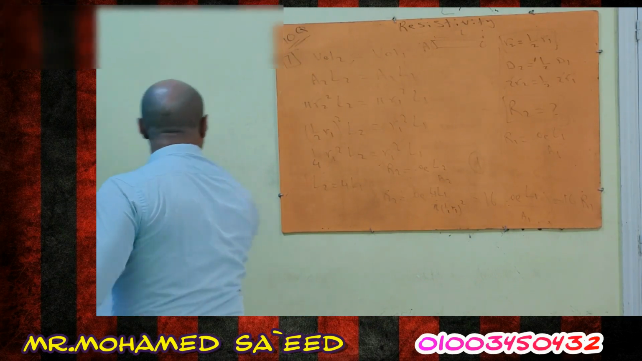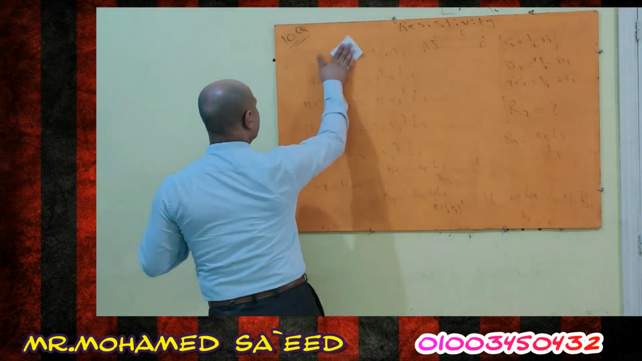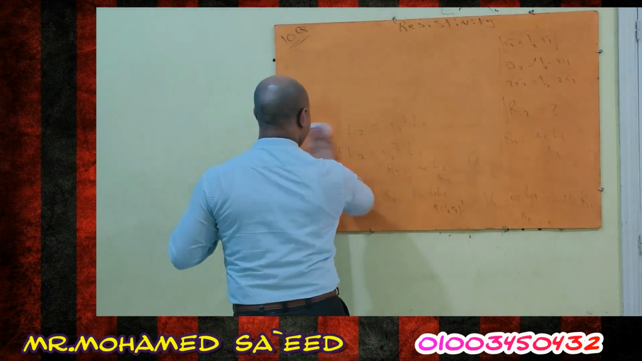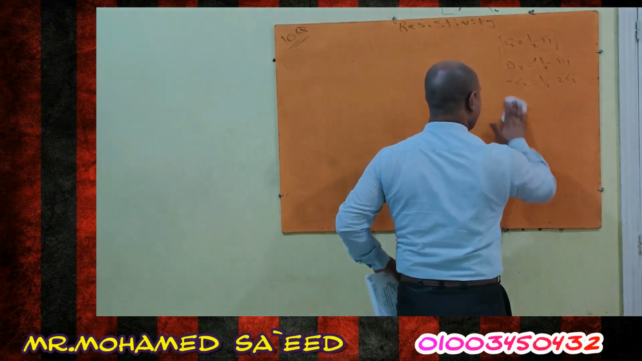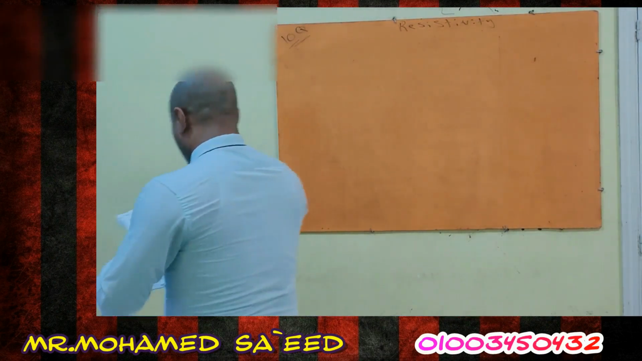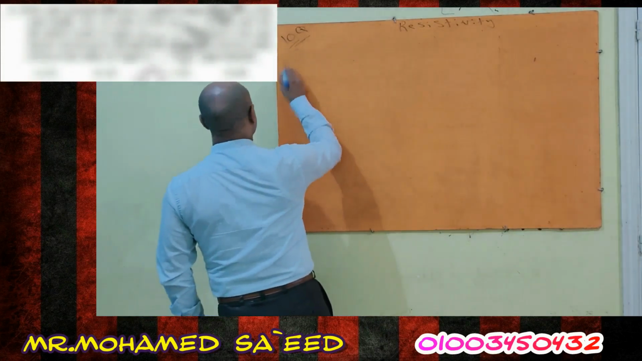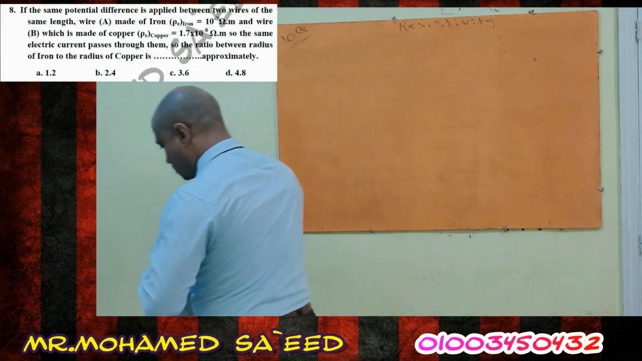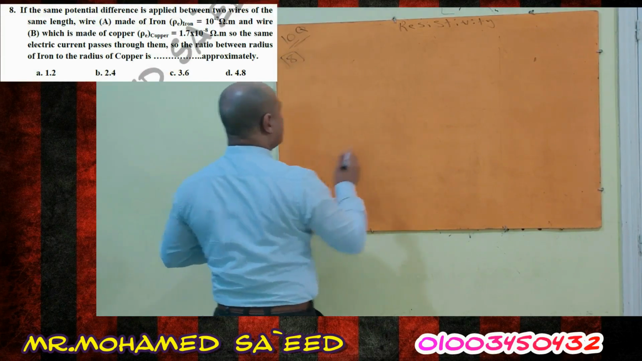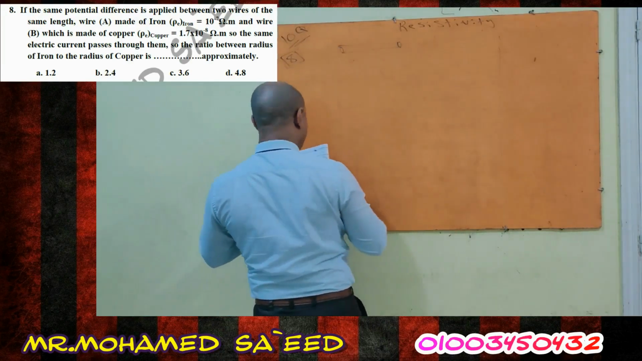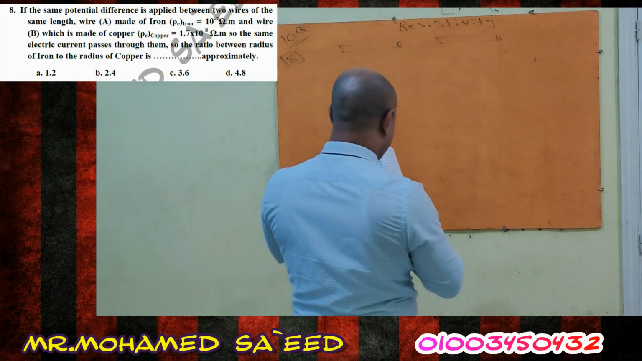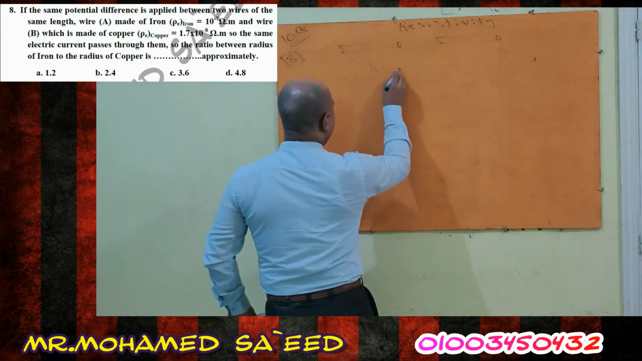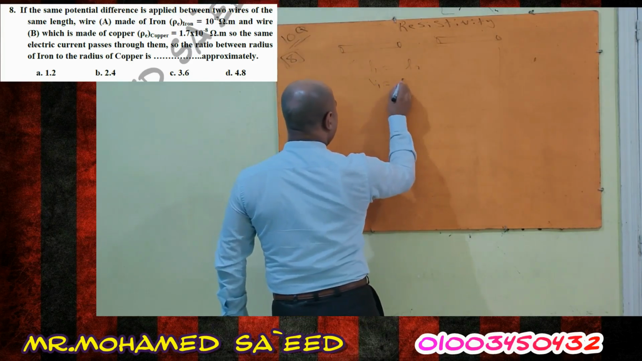Another question. Question number 8. If the same potential difference is applied between two wires of the same length, L1 equals L2 and V1 equals V2.